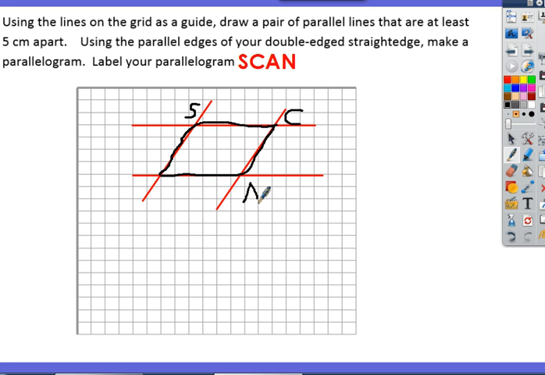And when you label a parallelogram, you name it in order: S-C-A-N. You don't go S-A-N-C. Okay? So there's my SCAN parallelogram. That's what it looks like. It's key to know that. I'm going to erase it so you can see, but the two lines that are opposite of each other are parallel, and the other two lines that are opposite of each other are parallel.